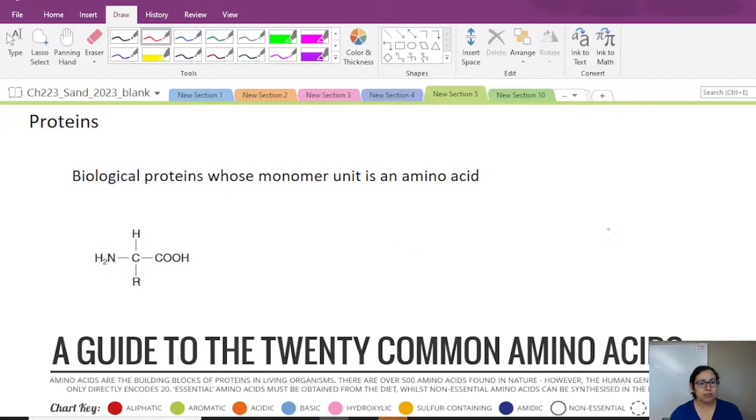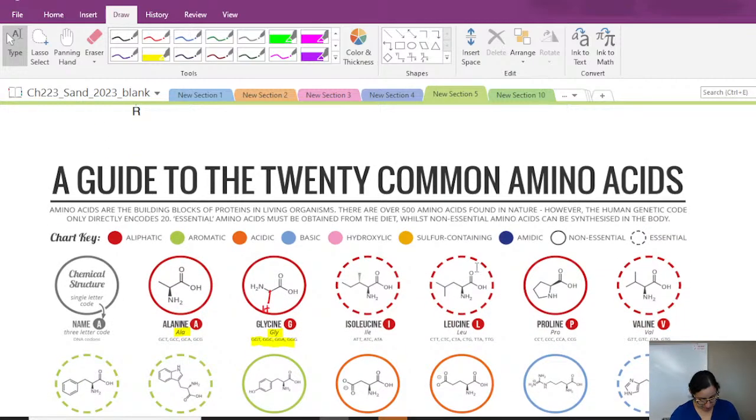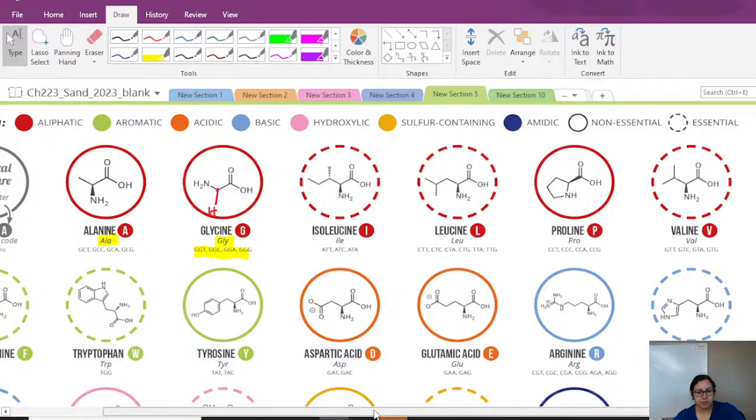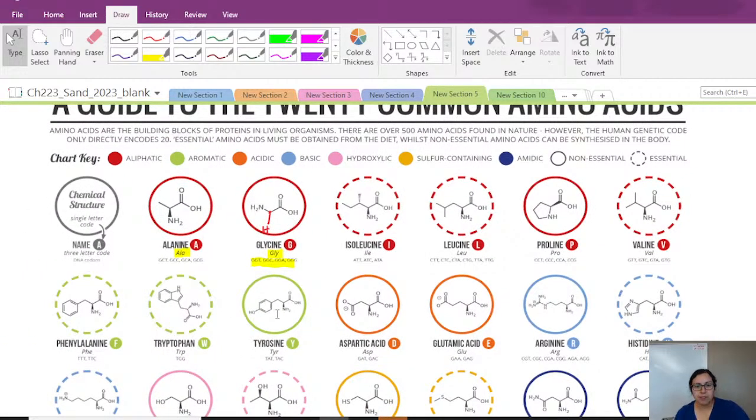So again, just defining a protein. So a biological protein is one whose monomer unit is an amino acid. And you probably are at least somewhat familiar with the amino acids. I should have printed out a chart for you. I'll bring it for Thursday.